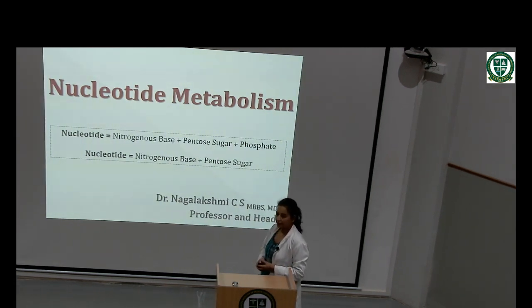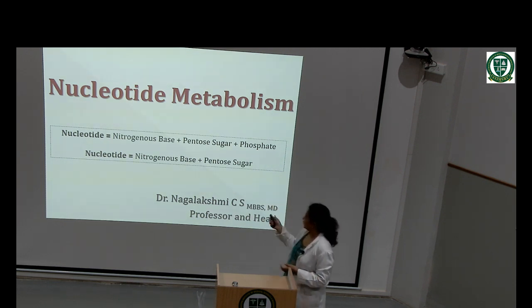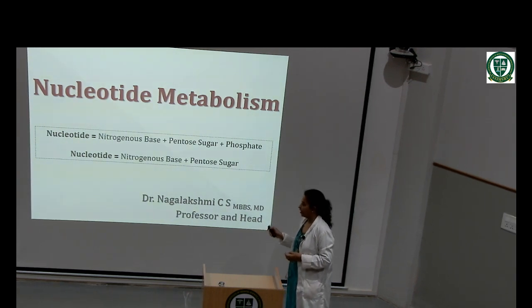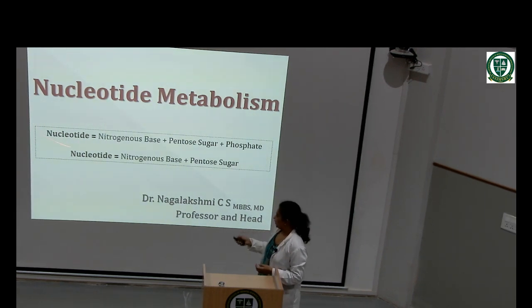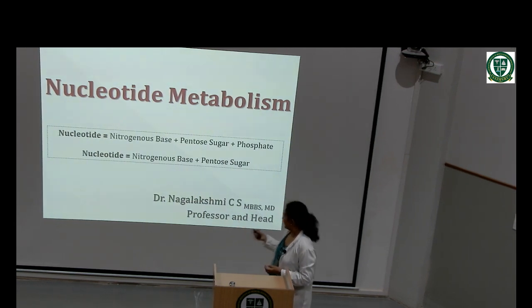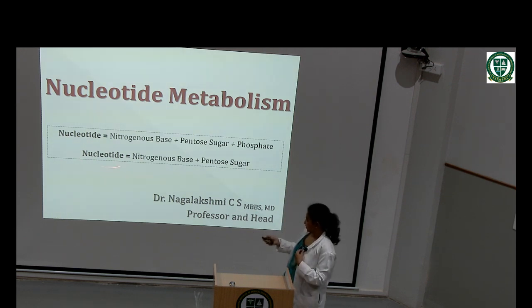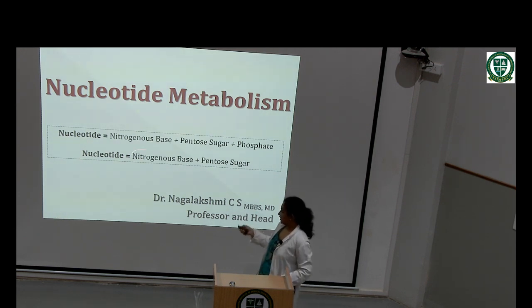Good afternoon, students. Today we are starting with a new topic, which is nucleotide metabolism, right? As you already know, a nucleotide is made up of a nitrogenous base, a pentose sugar, and a phosphate. I hope there is no confusion. Whereas a nucleoside, sorry, there's a mistake here. A nucleoside is made up of a nitrogenous base and a pentose sugar without any phosphate group.